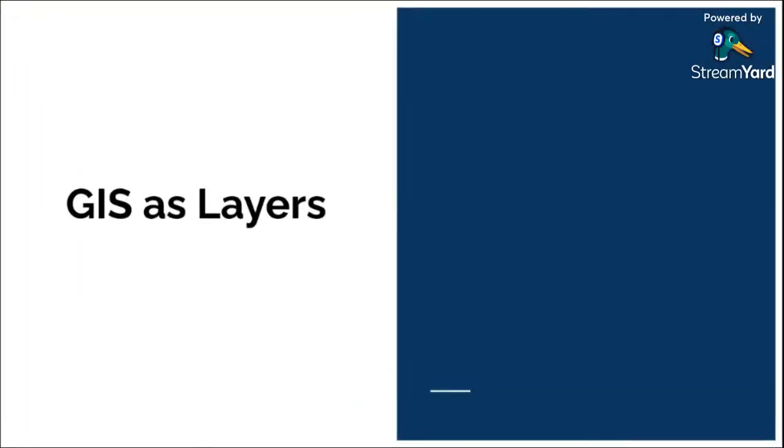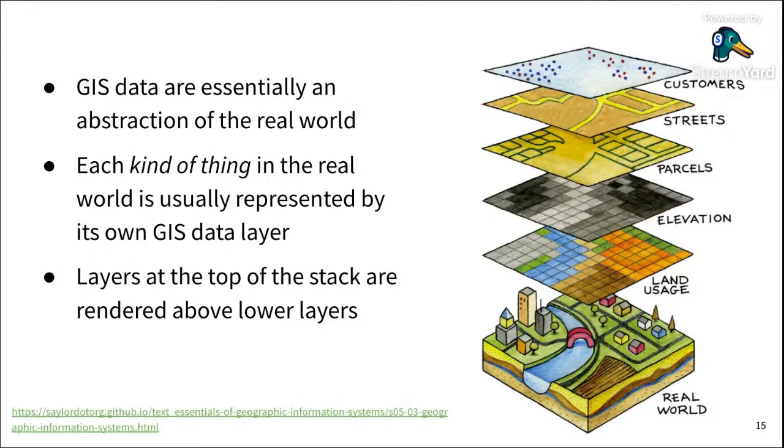So first, a core concept of GIS is that GIS can act as layers. When we are using GIS in a software, all of our data is represented as different layers within that software. First of all, an important concept is that these data are essentially an abstraction of the real world. We are representing different things in the world as different layers in our GIS. Each kind of thing is usually represented as its own GIS layer.